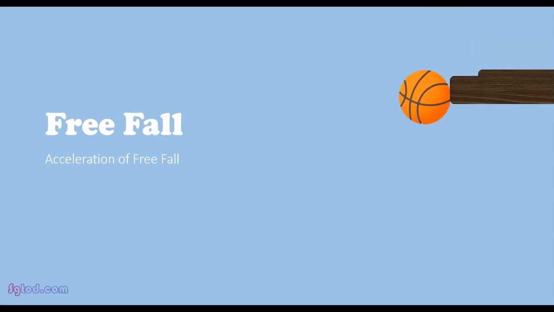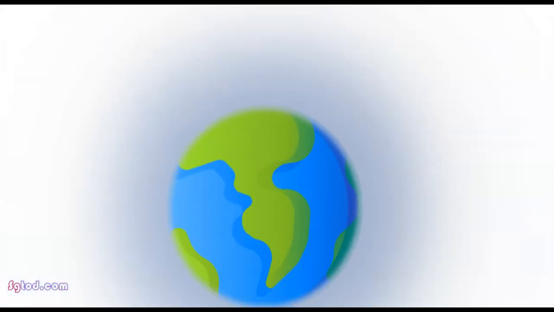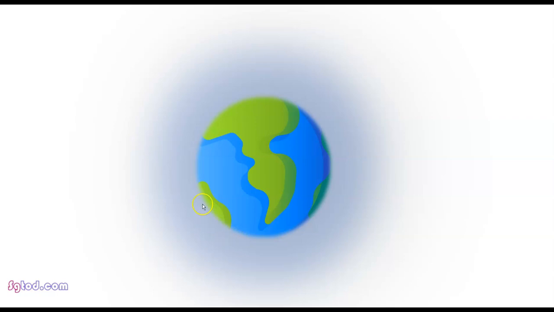If you drop a ball, it falls to the ground. What is the reason for this? In the dynamics course, you will learn that objects fall to the ground because of the force of gravity exerted by the Earth on all objects near its surface. This gravitational field strength around the Earth is strongest at the surface of the Earth, and it gets weaker as you move away from the Earth.